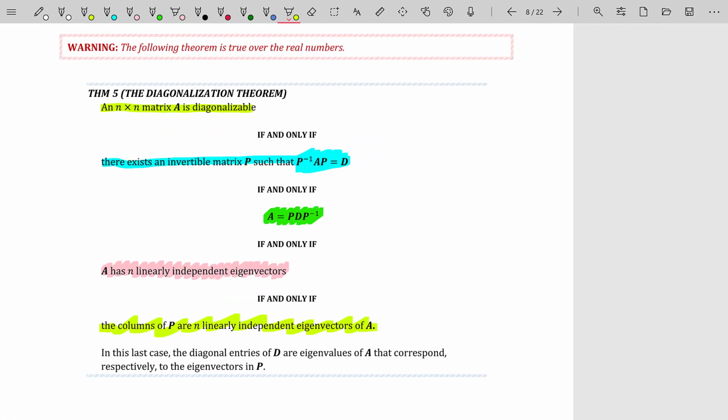Now, a bit of a warning: this theorem is really only true over the real numbers. So if you're dealing with complex numbers, then not that all bets are off, but you have some extra little work to do here. And because I don't really play with that in linear algebra, we do in differential equations, but in linear algebra, we'll just work over the real numbers.